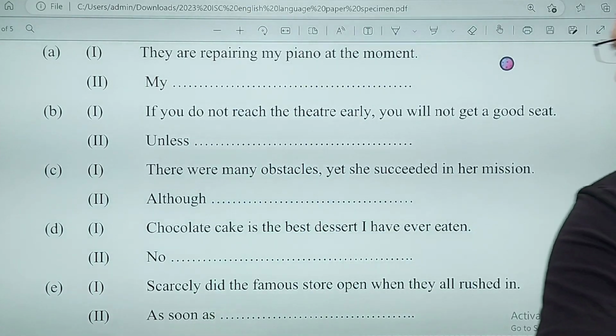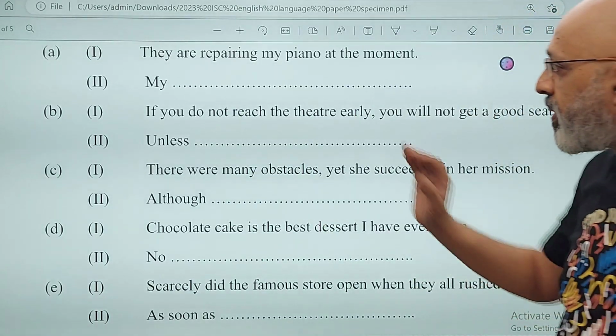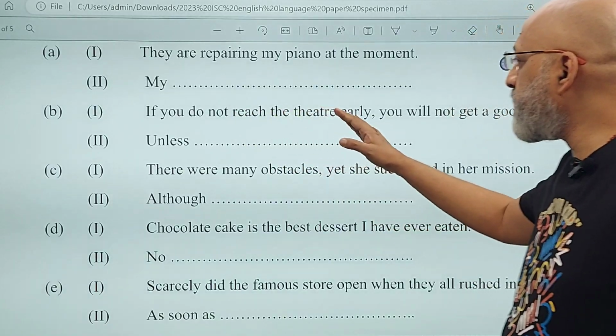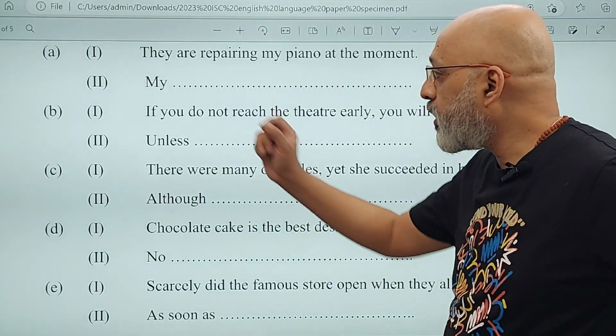They are repairing my piano at the moment. My piano is being repaired by them at the moment. If you do not reach the theater early, you will not get a good seat unless you reach.